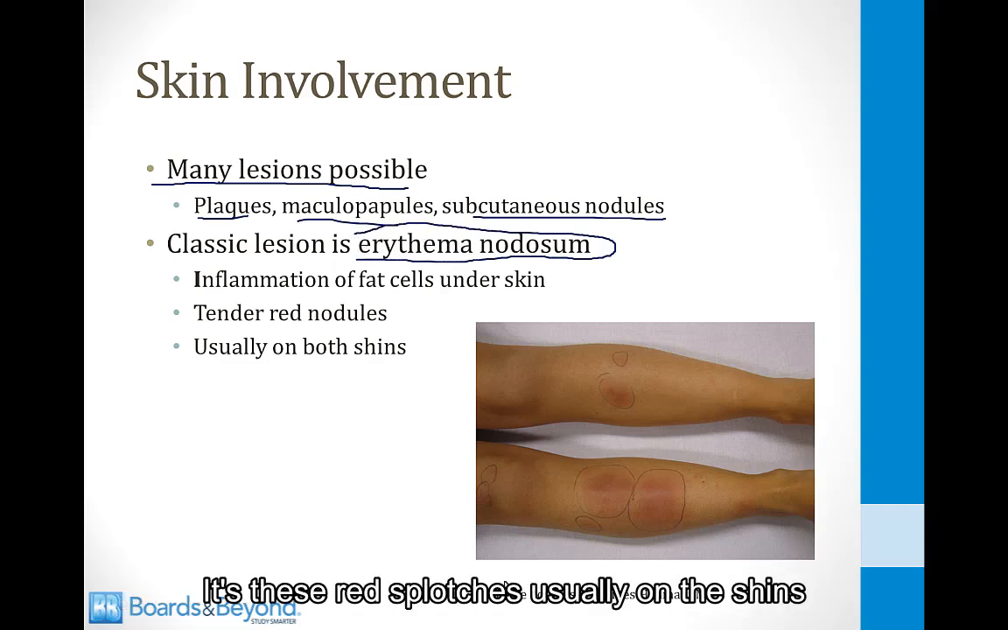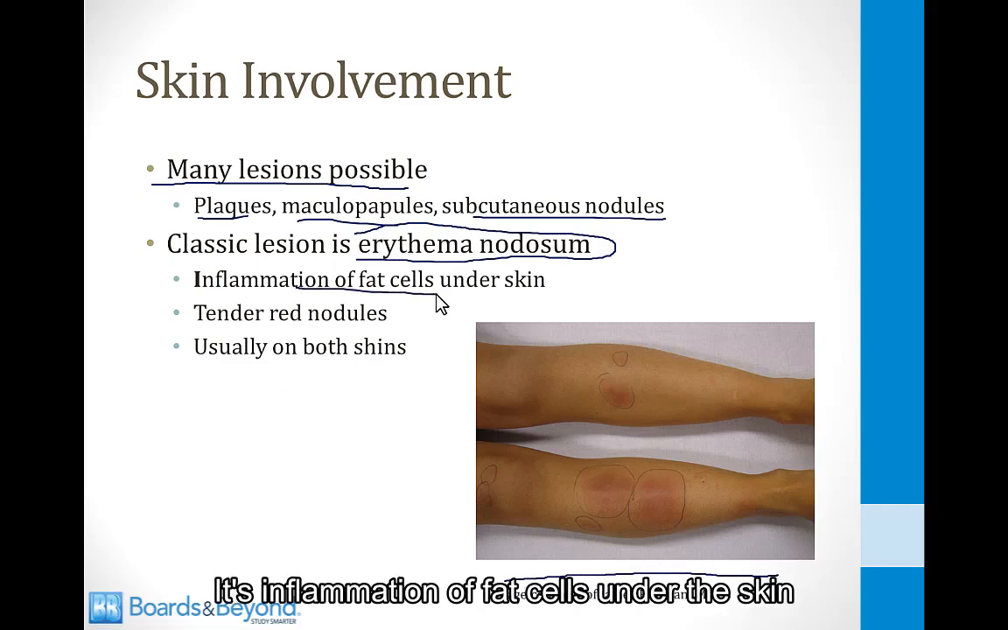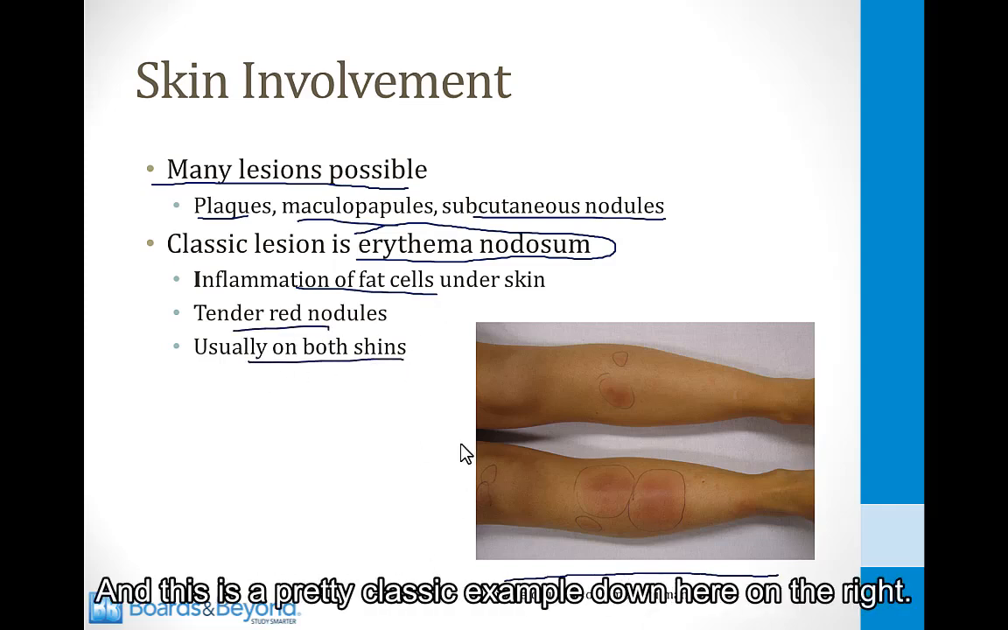It's these red splotches, usually on the shins, that are inflamed and painful. It's inflammation of fat cells under the skin from granulomas, and they're tender, and they're usually on both shins, and this is a pretty classic example down here on the right.